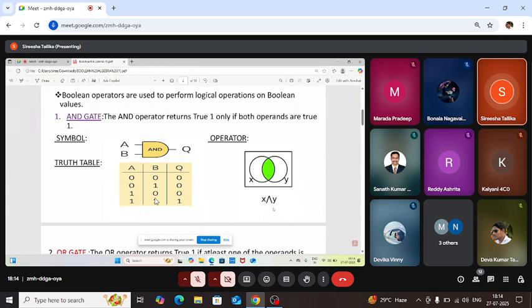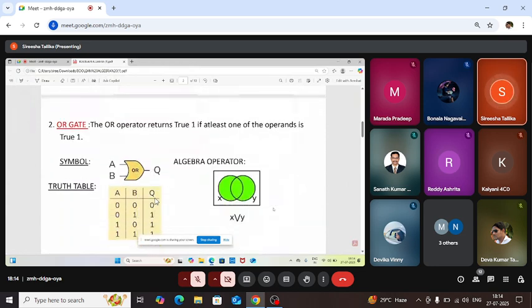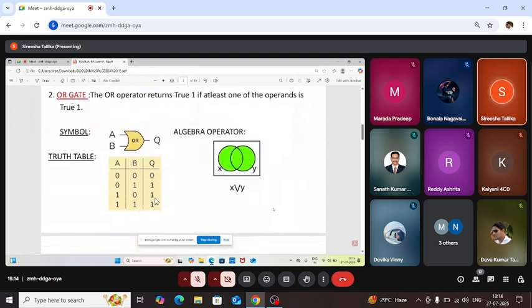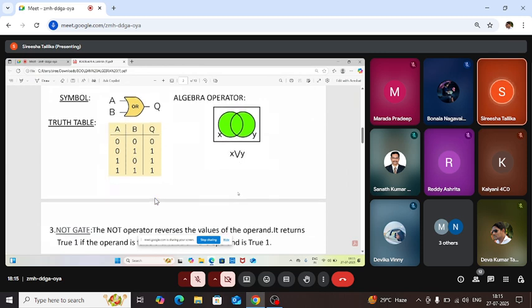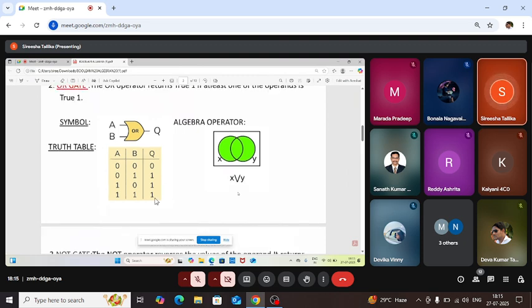Next we use an OR gate. The OR gate means the output is one if at least one of the inputs is one. So if we apply inputs zero and one, if there is one value as zero, and if there is one value as one, then the output becomes one. This is the symbol of the OR gate, and this is the truth table of the OR gate. And then this is the operator of the OR gate. This is also a symbol of the OR gate we use in simplification of Boolean algebra expressions.